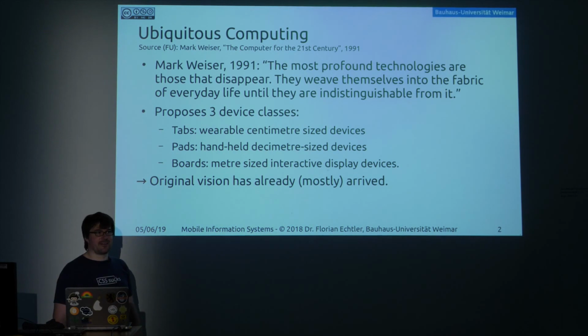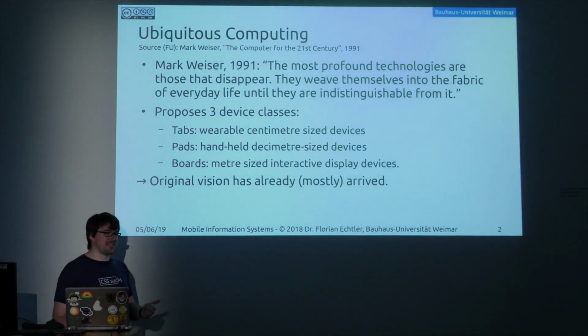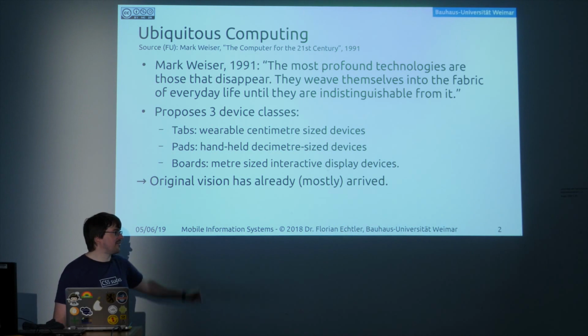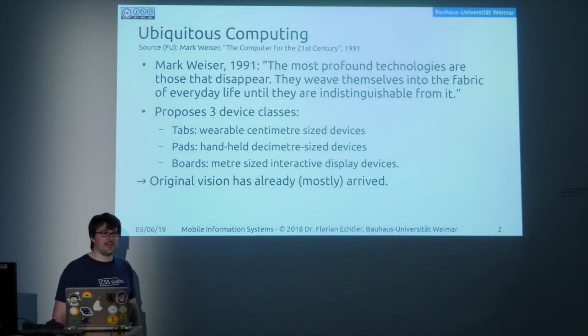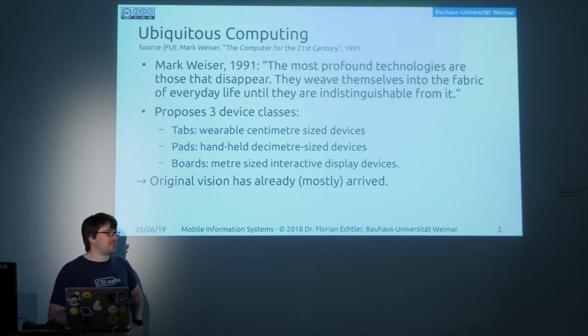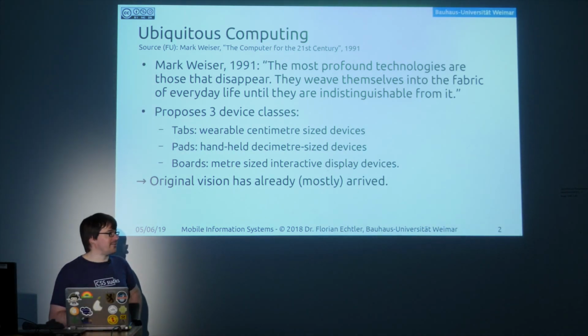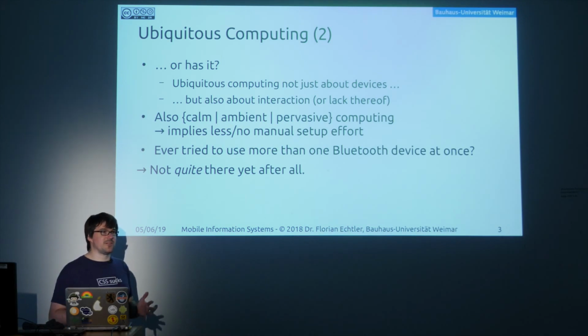And actually, we can just look around the room here and see all three device classes. We have large-scale displays, we have tablets, and we have smartphones, and these correspond more or less exactly to the device classes which Mark Weiser proposed in 1991. So from that point of view, you could say that his vision has actually arrived, for maybe 5 or 10 years now.